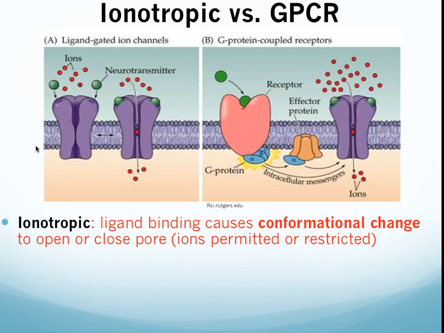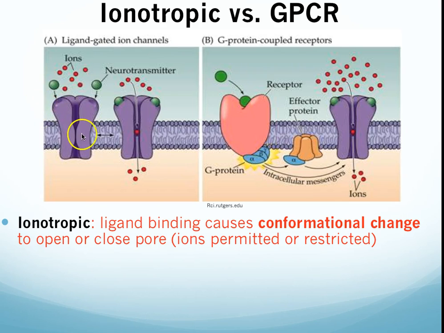Now, in an ionotropic receptor, so in panel A here, this one on the left, a ligand binds, okay, in this case we're talking about neurotransmitters. Now I say ligand because we could also be talking about a drug, and we're going to talk about that later, all right? But in this case, a neurotransmitter is going to bind to the receptor, and it's going to cause a conformational change. Now this receptor is made up of a bunch of different protein subunits, and we know that proteins have three-dimensional structure, right?